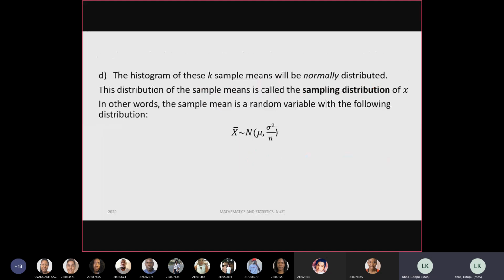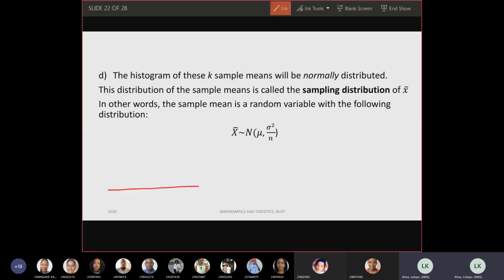Okay, then a histogram of these k-sample means will be normally distributed. I hope you remember from last semester what it means to be normally distributed, and remember also what a histogram is. Data that is normally distributed has a bell-shaped curve, so it looks something like that. We say that this is normally distributed. Most of the data will lie in that region, and then the further out you go, the fewer elements or people you will find.